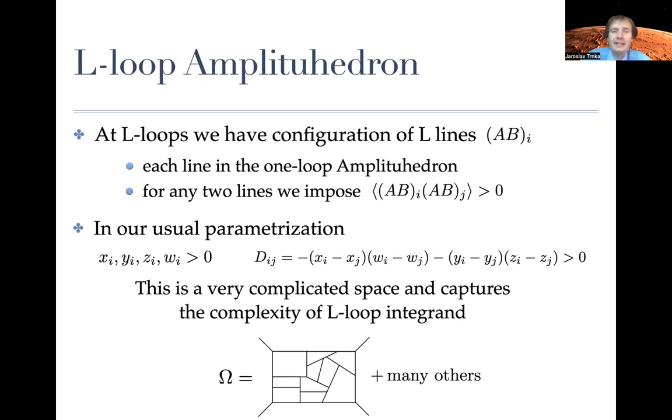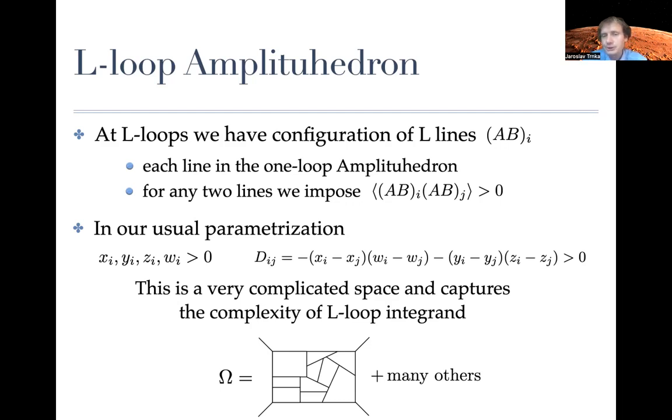Now, at L loops, the positive geometry is a configuration of L lines. Each line is in the one loop amplituhedron. And then for any pair of two lines, we have an extra quadratic condition. So in our usual parametrization, you see what these conditions are. Now, this is a definition of the loop integrand to all loop orders at 4 point. However, if you want to actually find the form, you have to solve these inequalities. And it's a very complicated set of inequalities. But it should be, because it captures all the complexity of the L loop integrand.